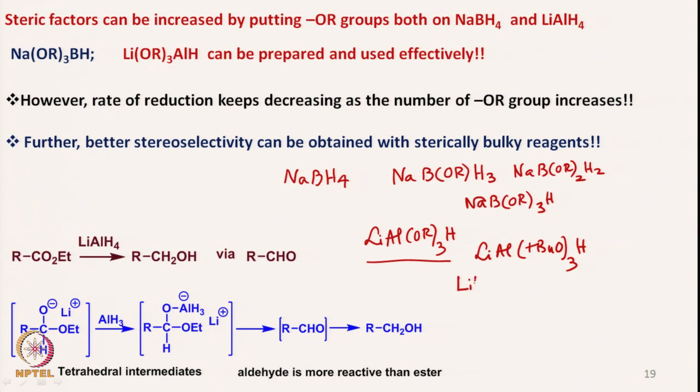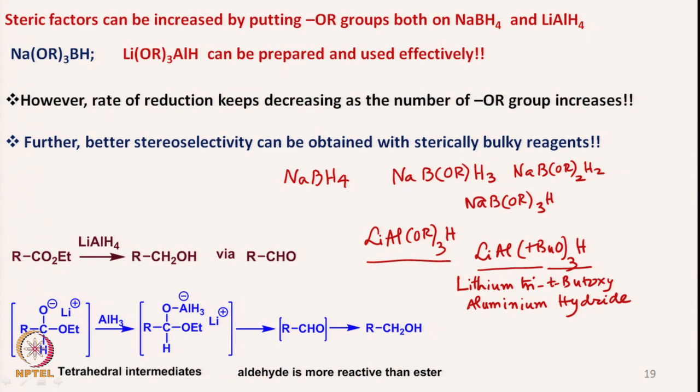So you have lithium tri-tertiary butoxy aluminum hydride. So basically such reducing agents can be generated, can be prepared, or some of them are commercially available, and we can make use of these for reductions where the steric hindrance can be utilized to the maximum extent.